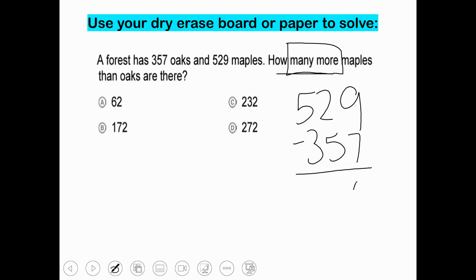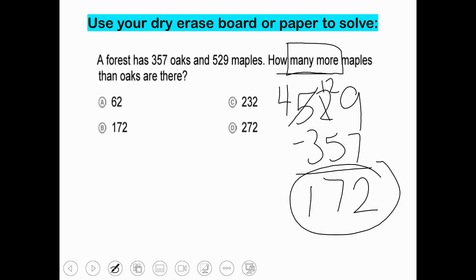9 minus 7 is 2. 2 minus 5, can't do it, right? Gonna cross off my 5. I'm gonna borrow 1 from my neighbor, make it a 4. And then my 2 is gonna become a 12. 12 minus 5 is 7. 4 minus 3 is 1. So my answer is 172, which is B.